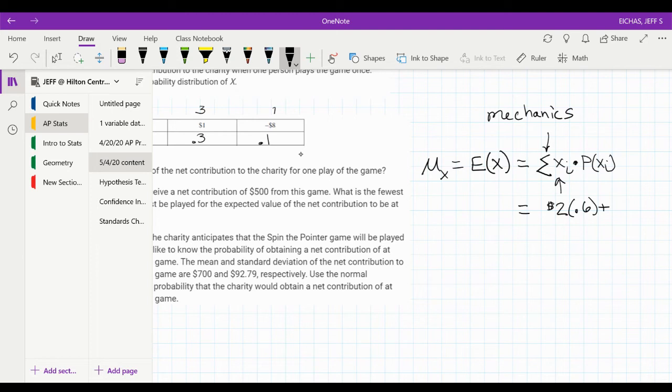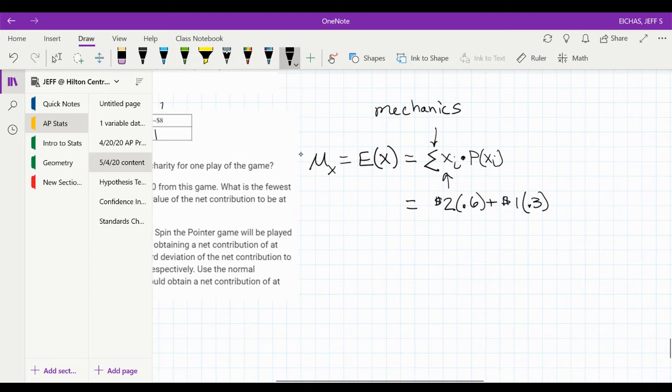Okay, so for the $1, that's going to happen 0.3, and for a loss of 8. So once in a while they're going to have to pay out. So it's a loss of 8. Okay, now you can just let the calculator do that, and it seems like it's going to be 0.7.